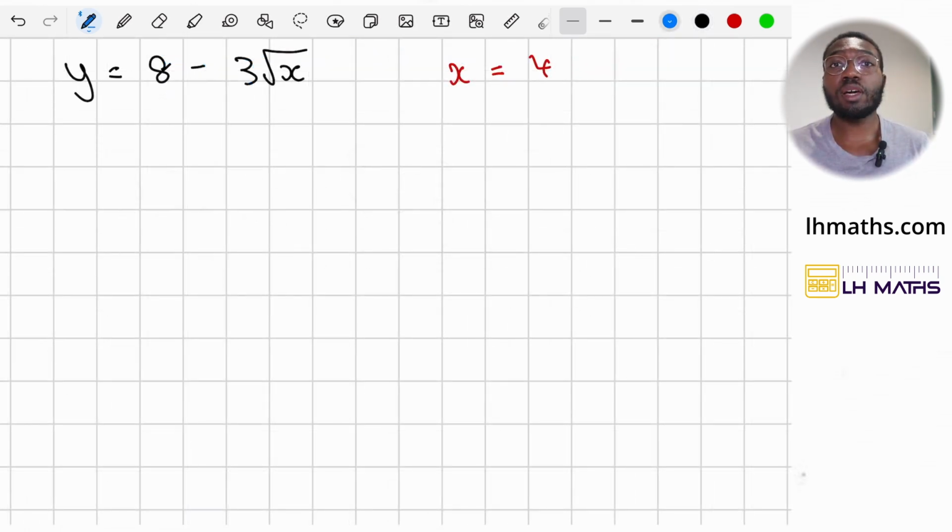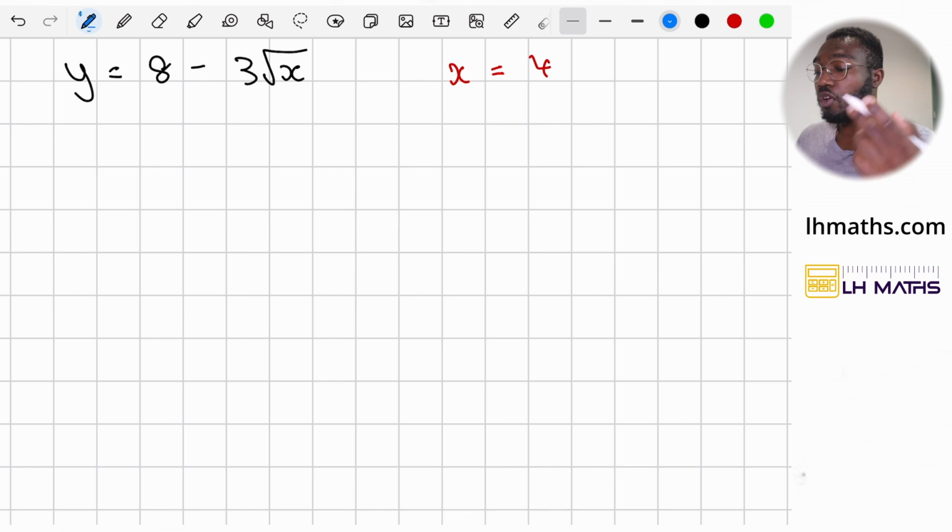For this question, we need to work out the equation of the normal to the curve. The curve has equation y is equal to 8 minus 3 root x. We are told that x is equal to 4, and we need to work out the equation of the normal. So if we find out what the gradient is, then we need to change it into the perpendicular gradient.